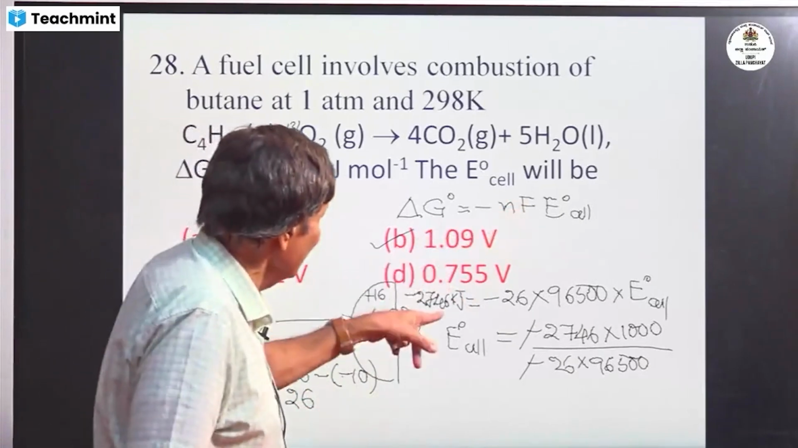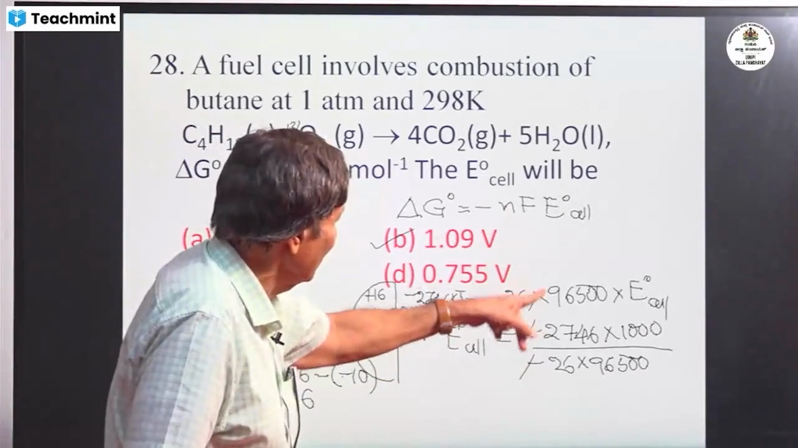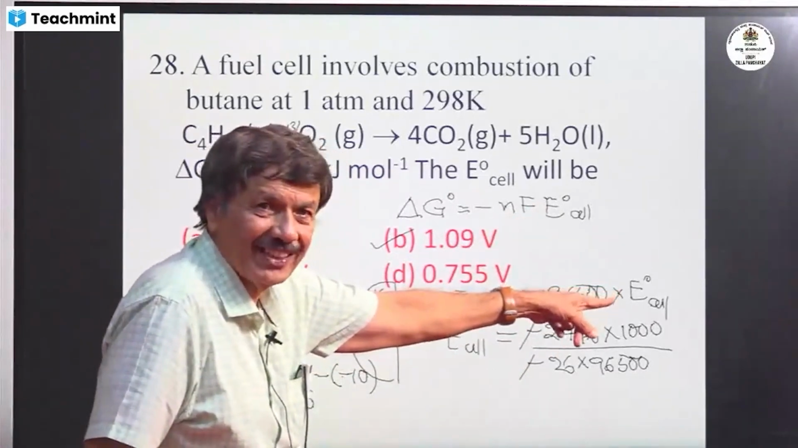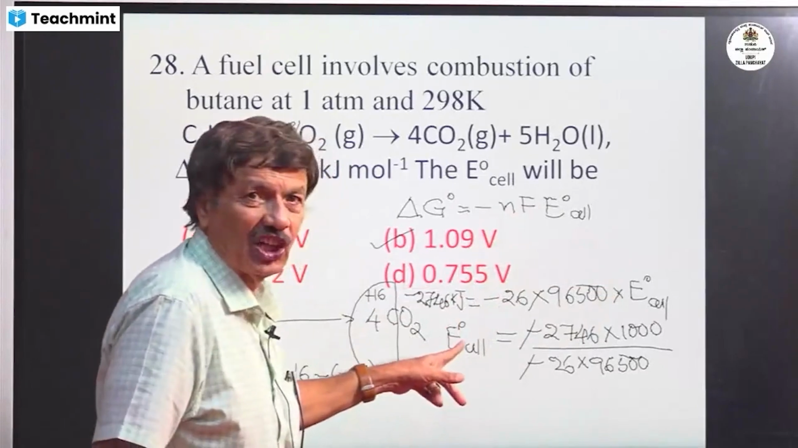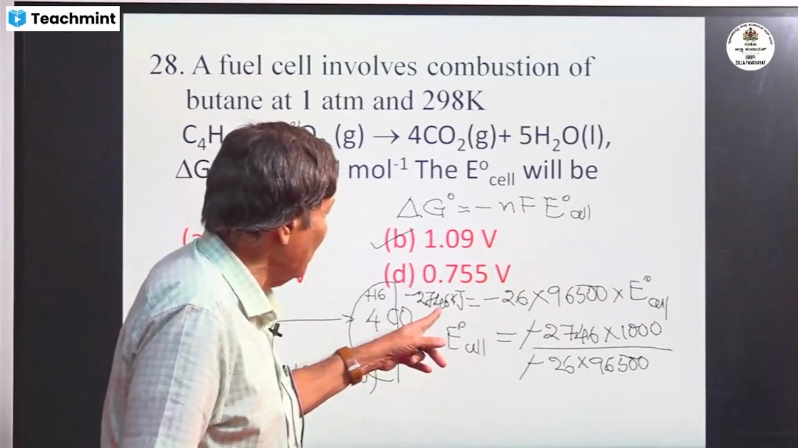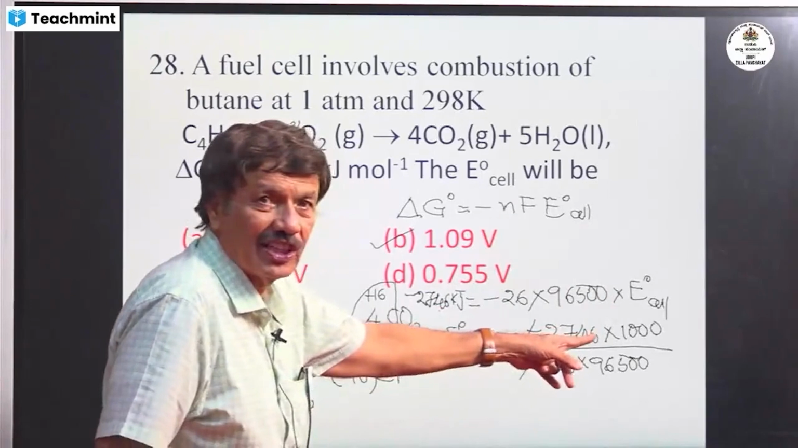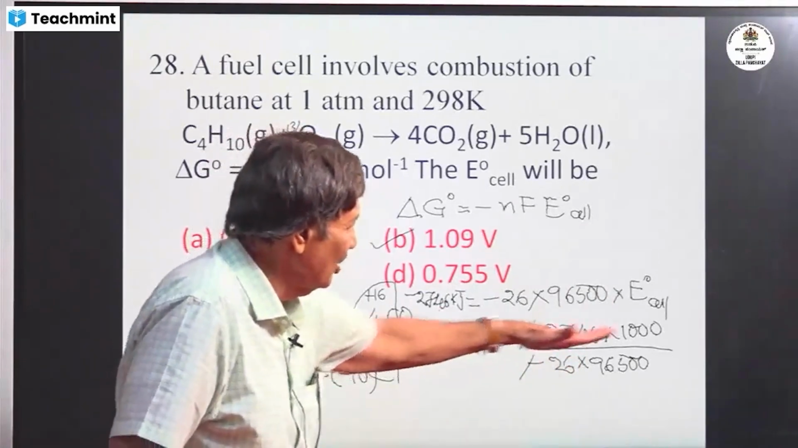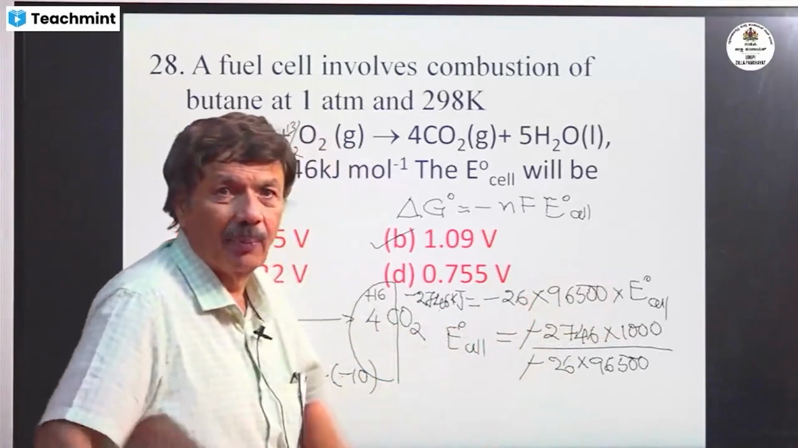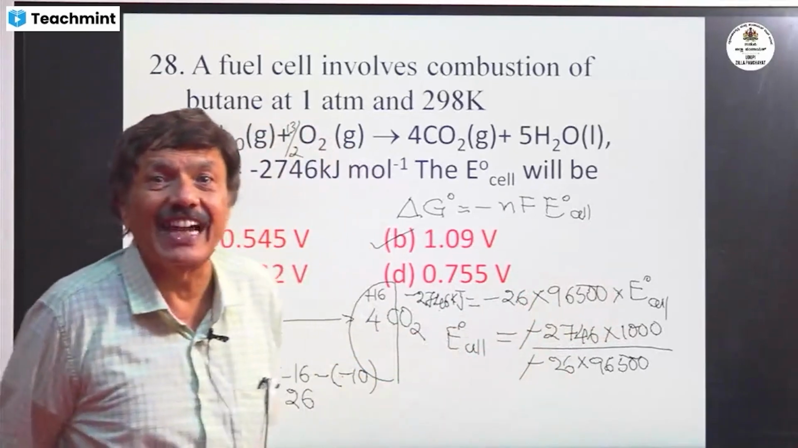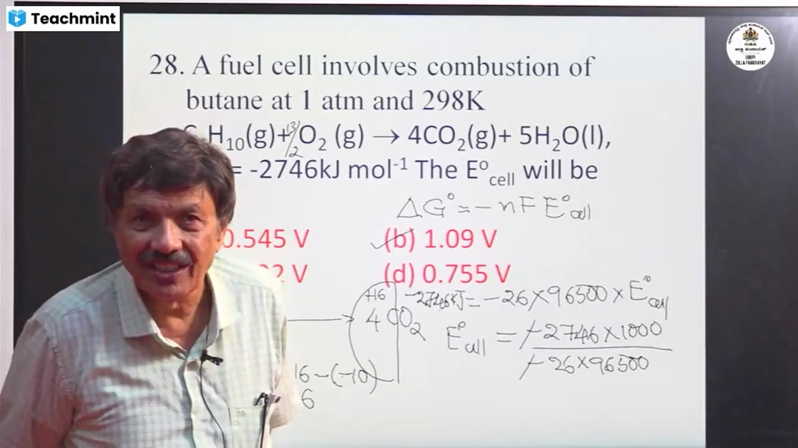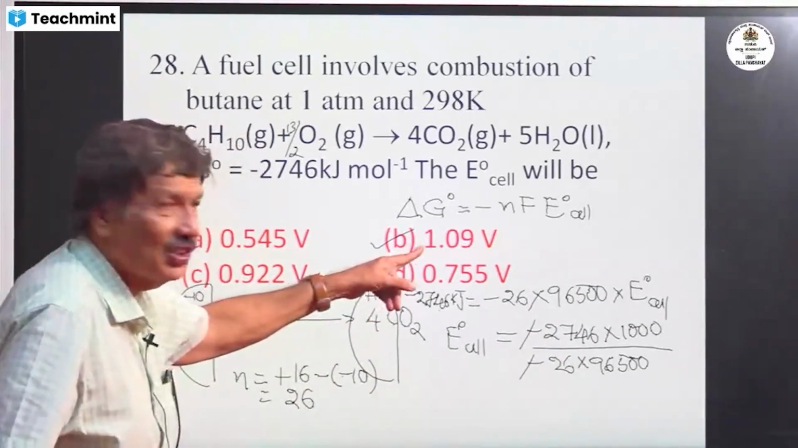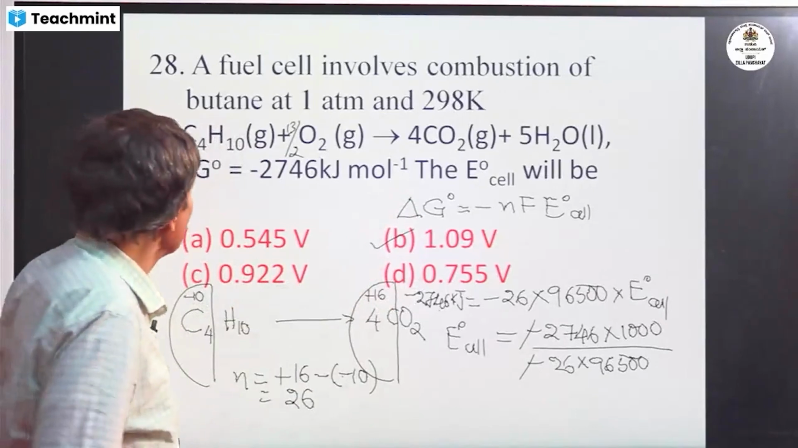This is the formula they have given. n we have calculated, this 96,500. E naught of the cell, you keep it as it is. Our purpose is to find E naught of the cell. This value they have given in kilojoule. I multiplied by 1000 to get it in joule. So divide it. Minus minus cancel. If you compare the numerator and denominator, the numerator is slightly greater than the denominator, so the value is slightly more than 1. The correct answer is 1.09 volt.